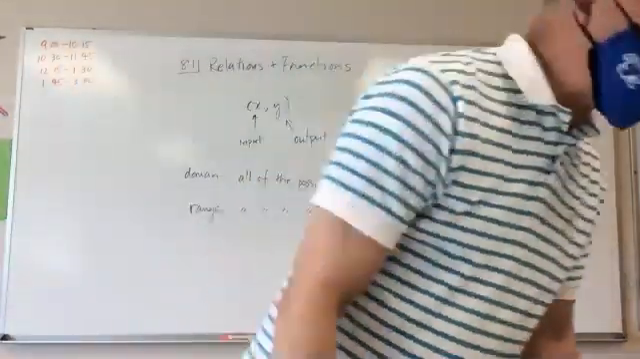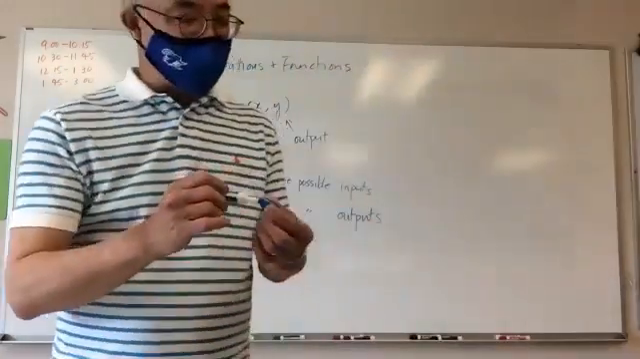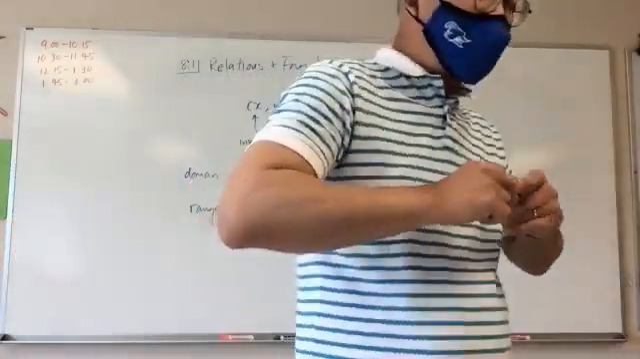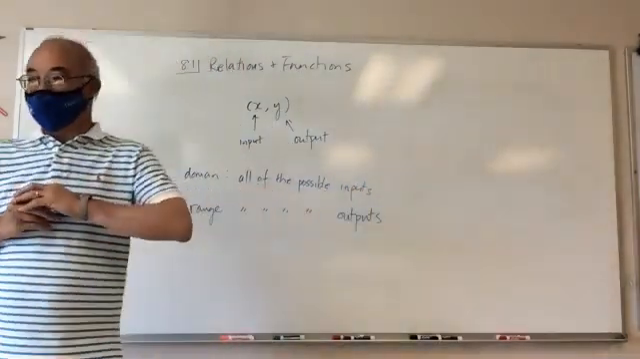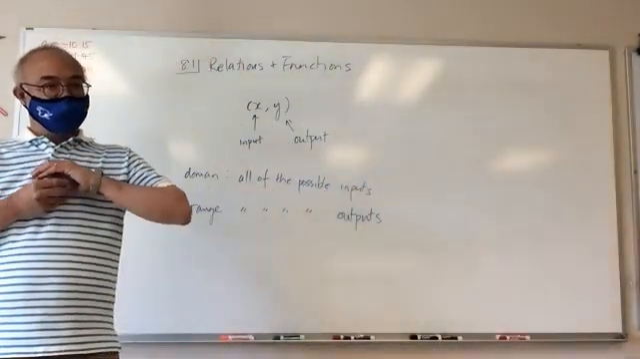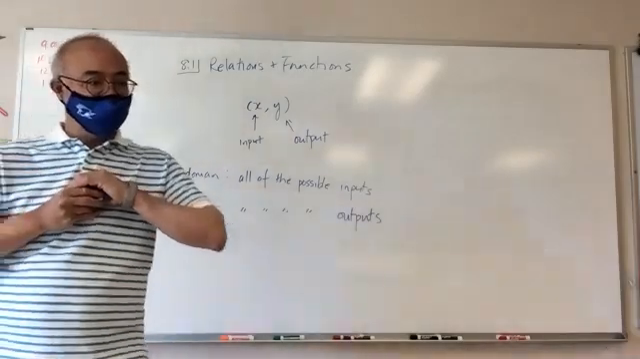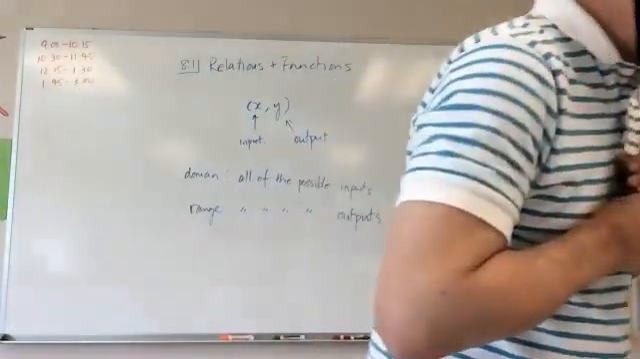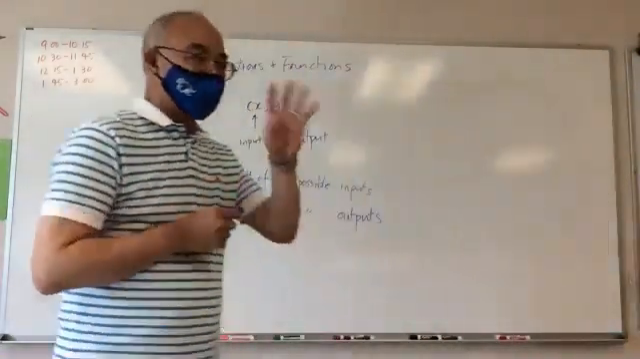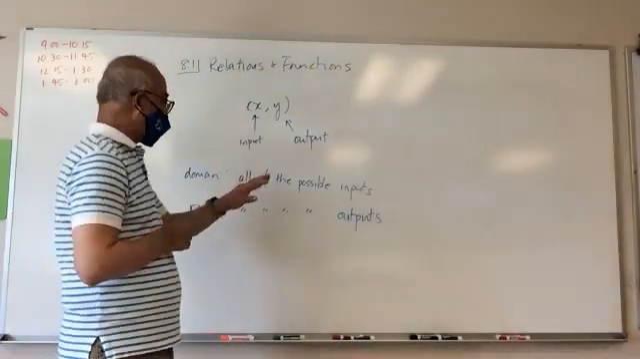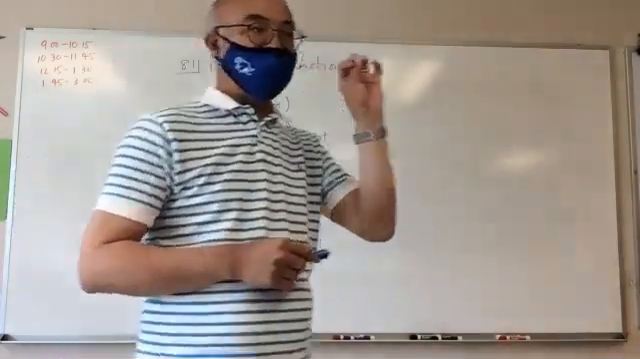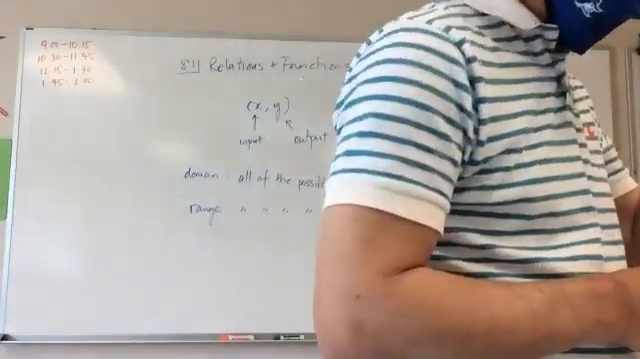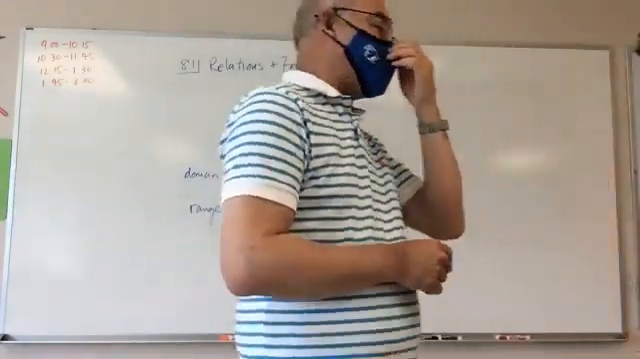So go back to the alligators. What is my domain? 2, 4, 5, 7, right? There are 4 possible inputs: 2, 4, 5, and 7, correct? Okay. What is the range?